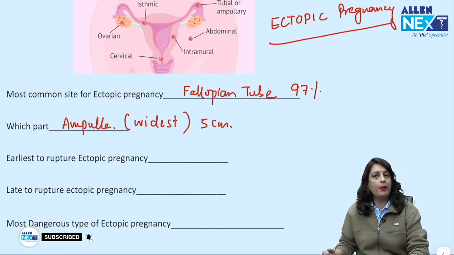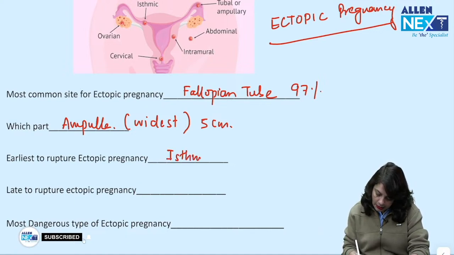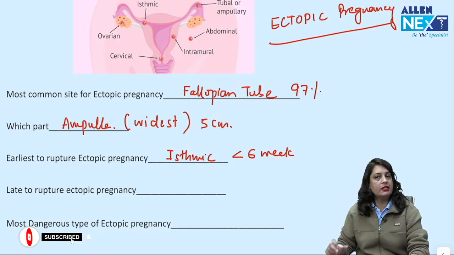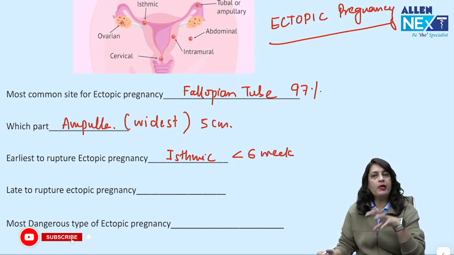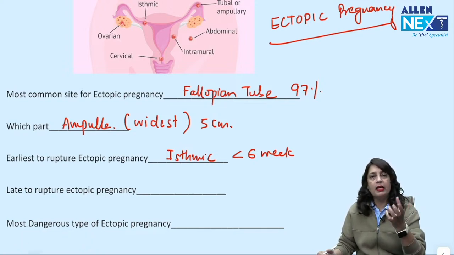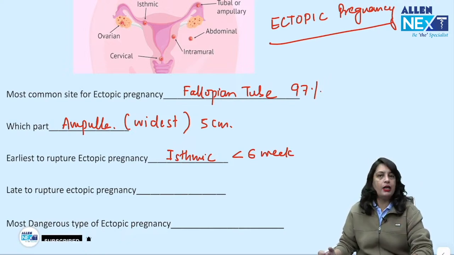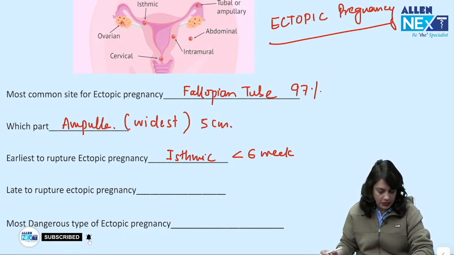Now, which type of ectopic pregnancy ruptures earliest? Earliest to rupture is isthmic ectopic pregnancy. It ruptures in less than 6 weeks because this is the thinner portion of the fallopian tube, and the cells in the fallopian tube do not have the power of hypertrophy and hyperplasia. So when the pregnancy is developing in this part of the fallopian tube, it is likely to rupture, and usually the patient may come up with amenorrhea, pain, bleeding and fainting.